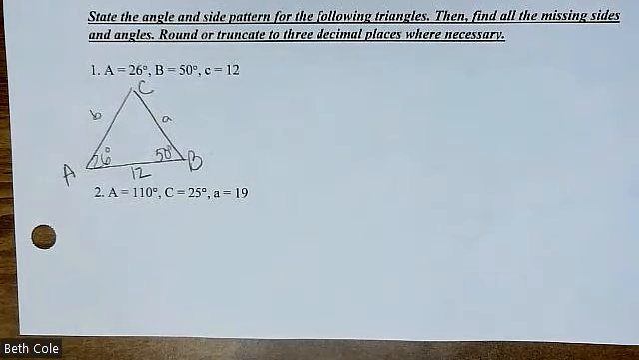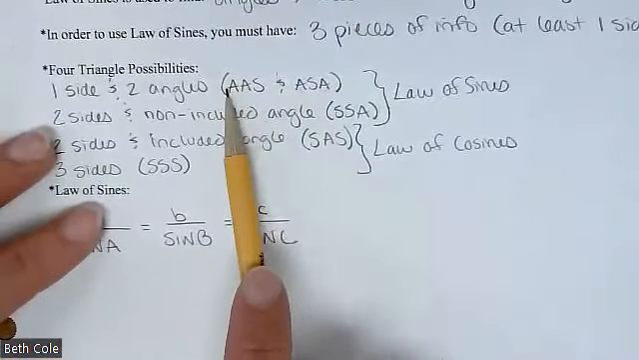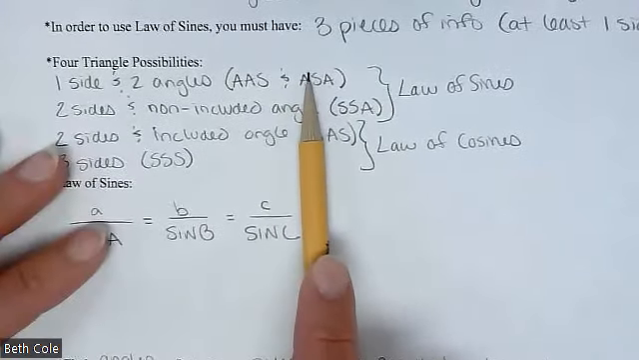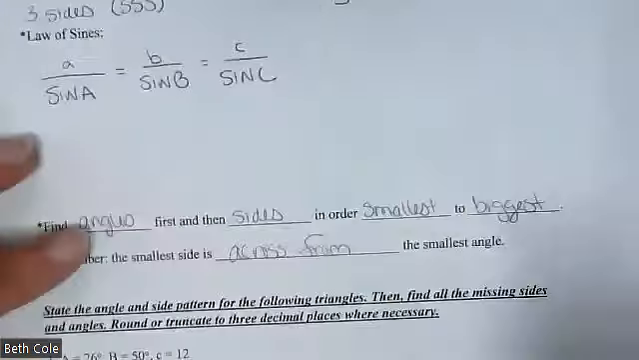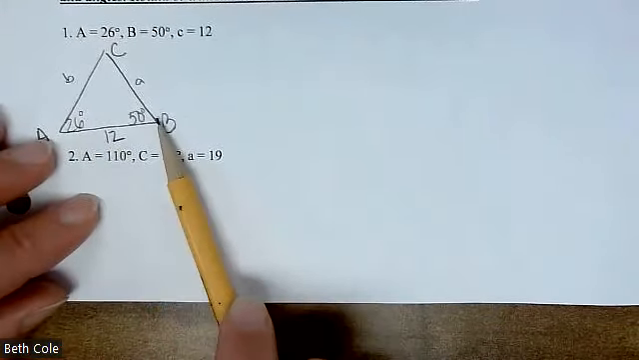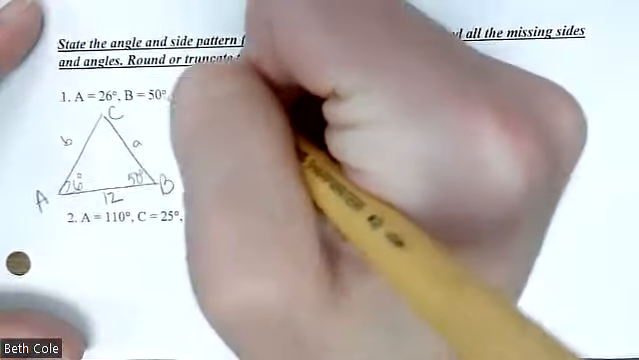Then we're going to decide what pattern we have. And again, for today, we're only going to do these two, angle, angle, side, or angle, side, angle. So basically, is the side in between the two angles or not? What do you think? Is this side in between the two angles? Yeah, good. Do you see how it's angle, side, angle? So that's our pattern.